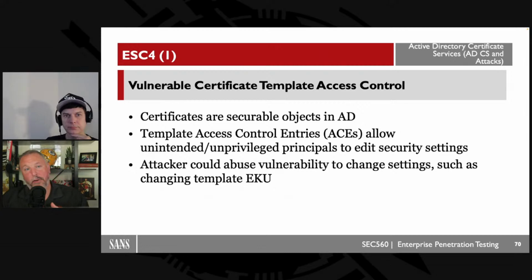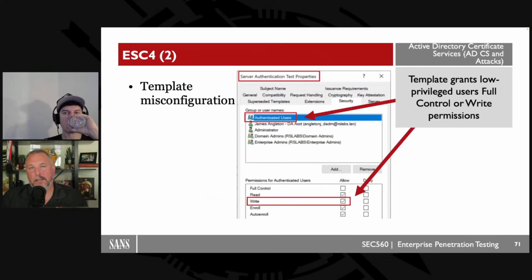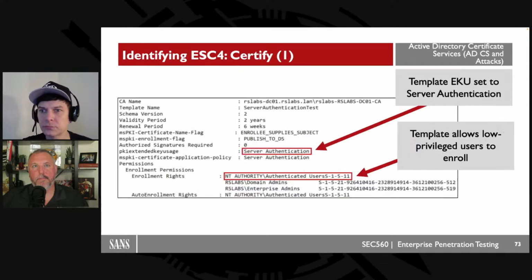But if no one's looking for it, back in the day when this was set up, maybe you didn't think about it. Nobody's analyzing this. So what it allows us to do effectively is take this ESC4, turn it into ESC1. So I can then make the changes to the template, allow me to specify the subject alternate name, make other changes. Now I can request that certificate and do whatever I would like.